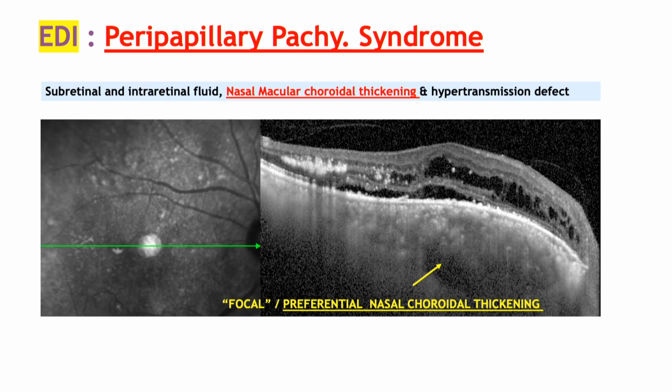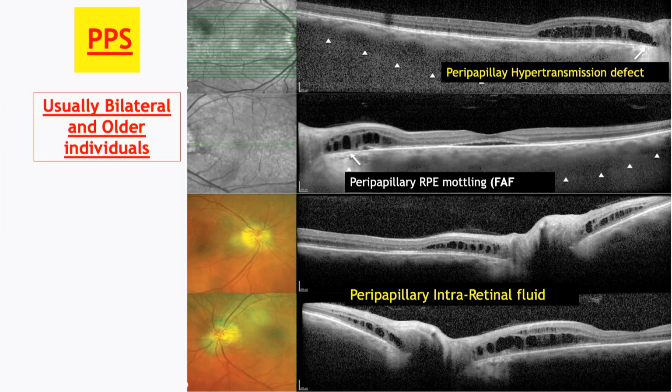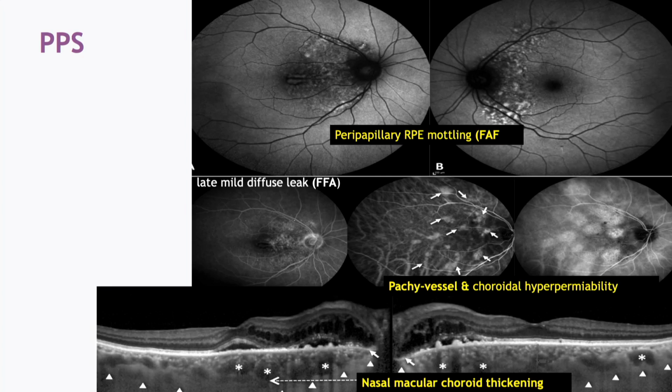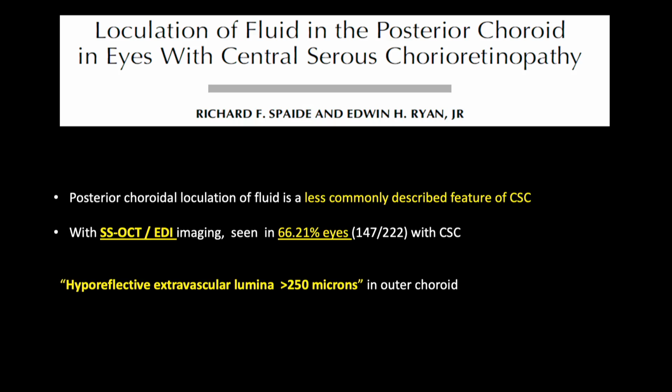So talking about the focal choroidal thickening, you see this nasal macular choroidal thickening is a hallmark of peripapillary pachychoroid syndrome with overlying intraretinal and subretinal fluid. On the OCT, this is a classic case wherein on either side of the optic nerve you see this intraretinal and subretinal fluid and in the macula, and the autofluorescence showing the peripapillary RPE mottling and peripapillary pachyvessels and choroidal vascular hyperpermeability. Thus, the importance is that it is usually in an elderly individual and a bilateral situation, so a wrong diagnosis can be avoided.